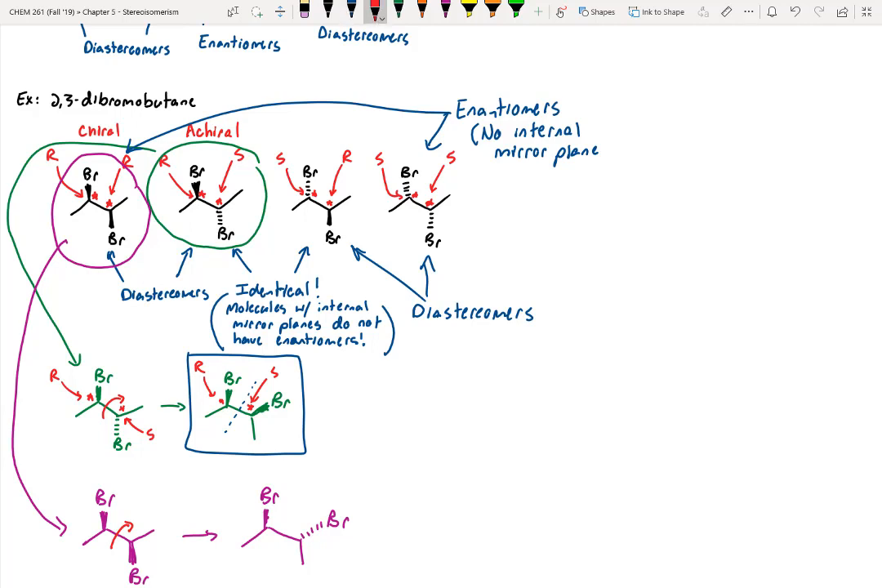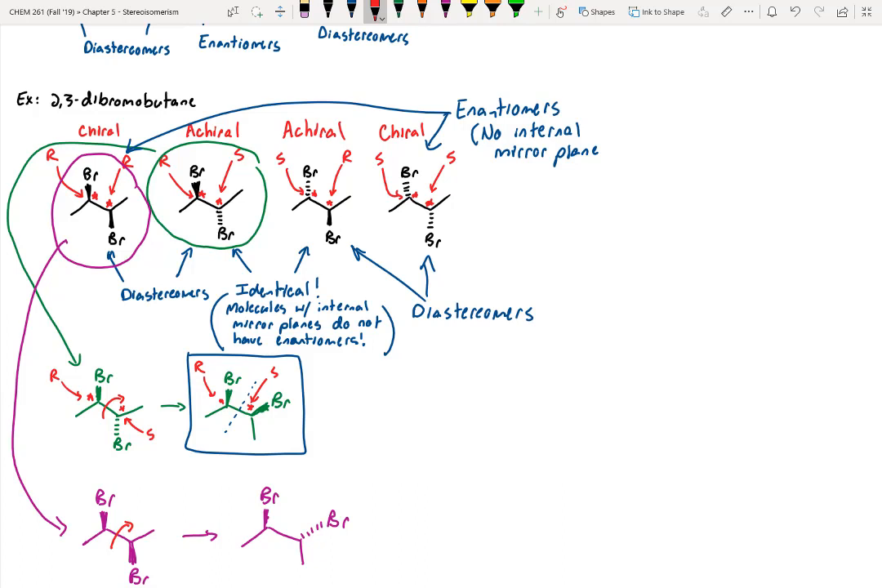All right, so just to finish it off, this third one right here, is that chiral or achiral? Keep that in mind. Don't overthink it. We said they're identical, right? So if they're identical, will that third one be achiral or chiral? Achiral. What about the last one? Must be chiral. All right, so how many total isomers do we have for 2,3-dibromobutane?